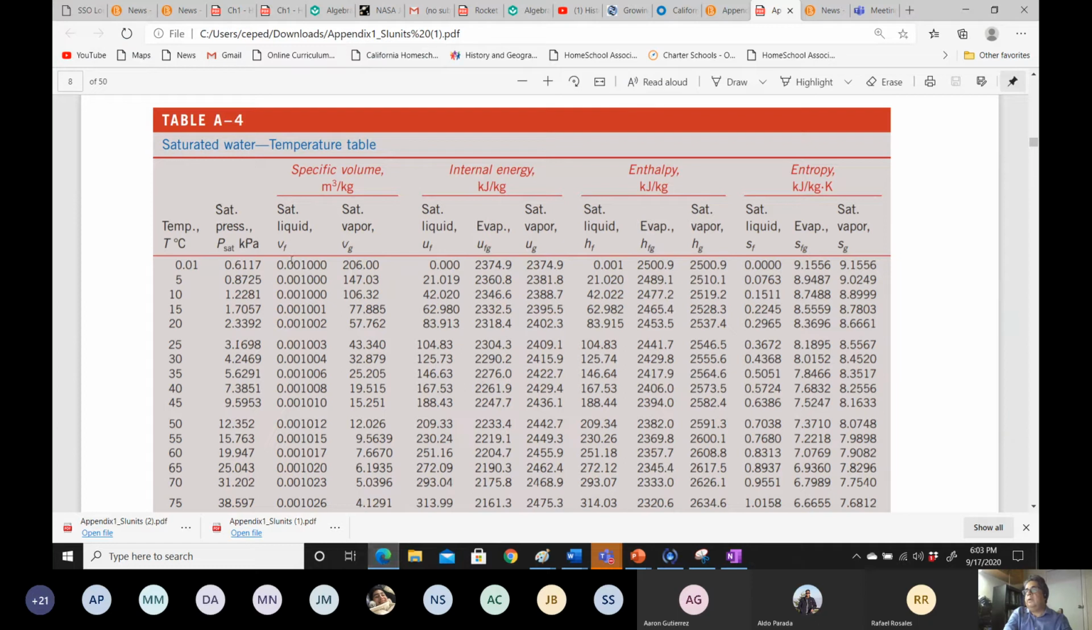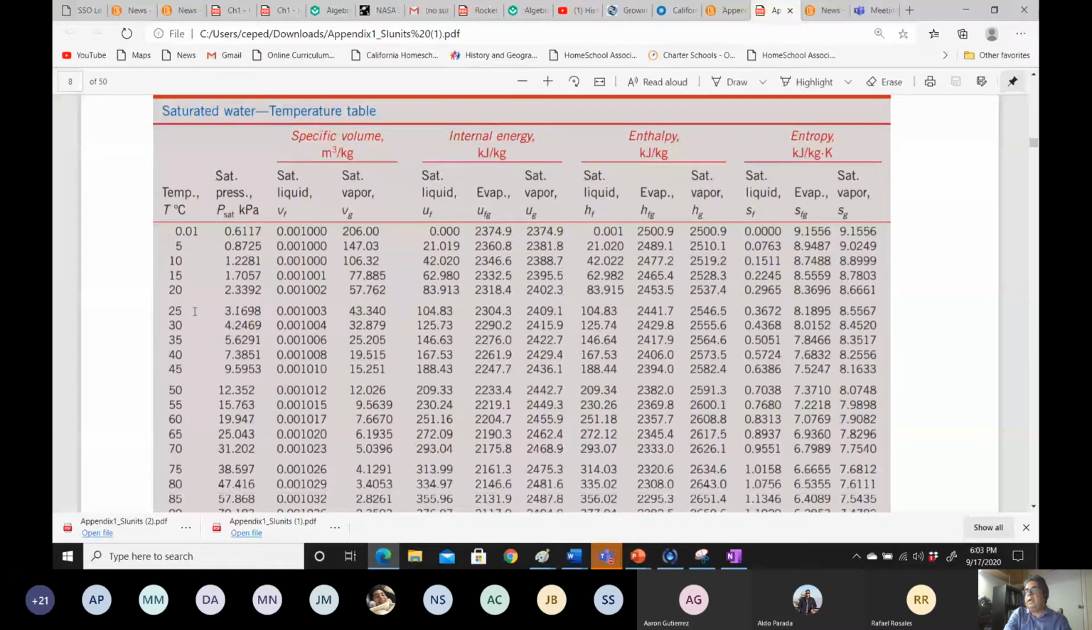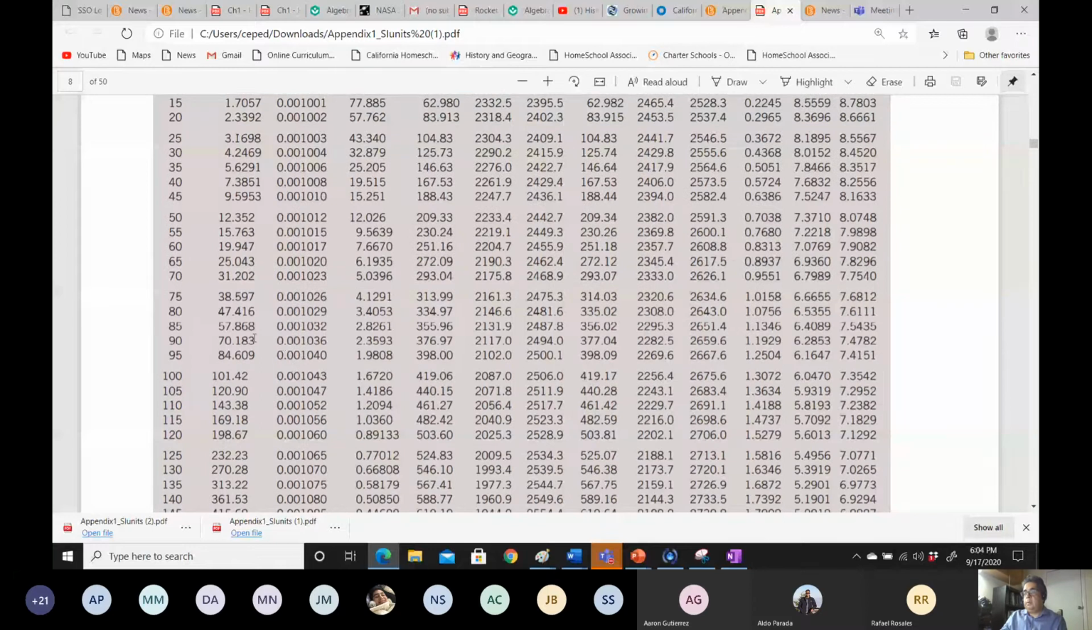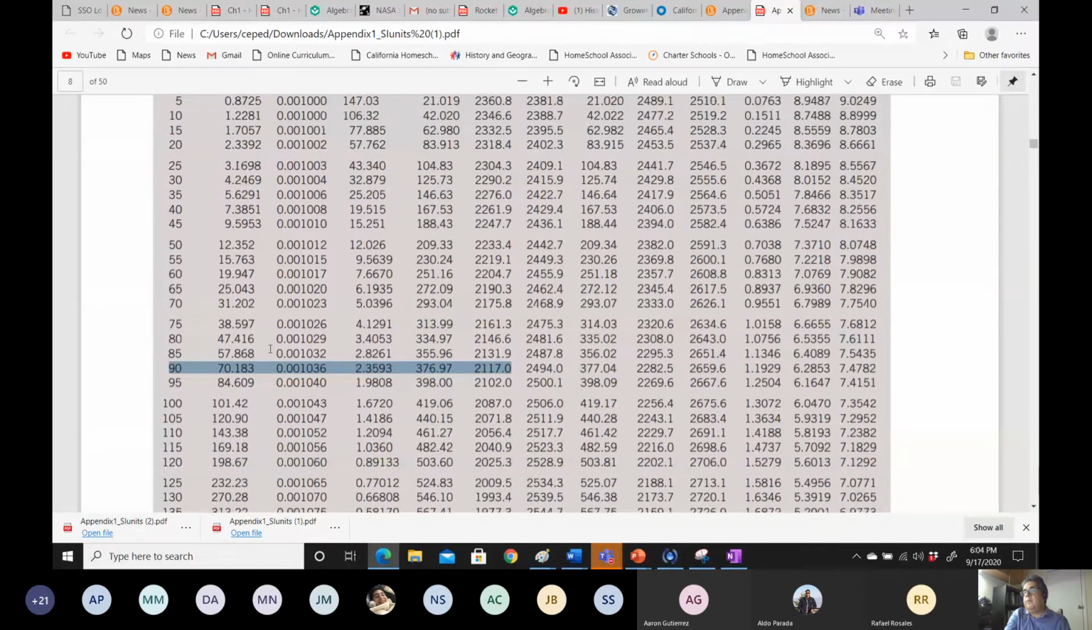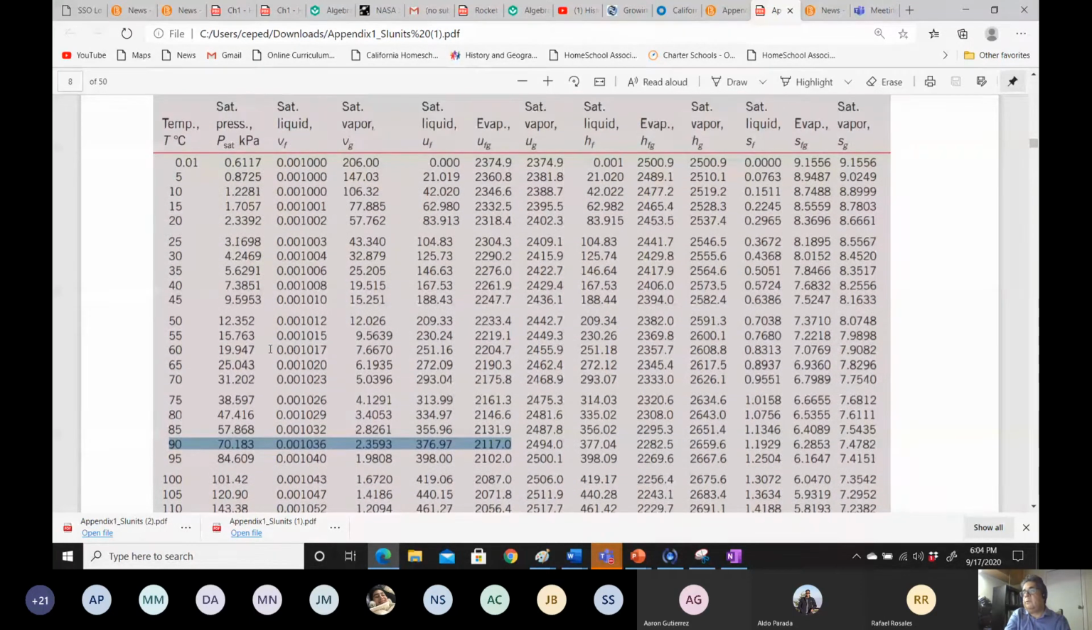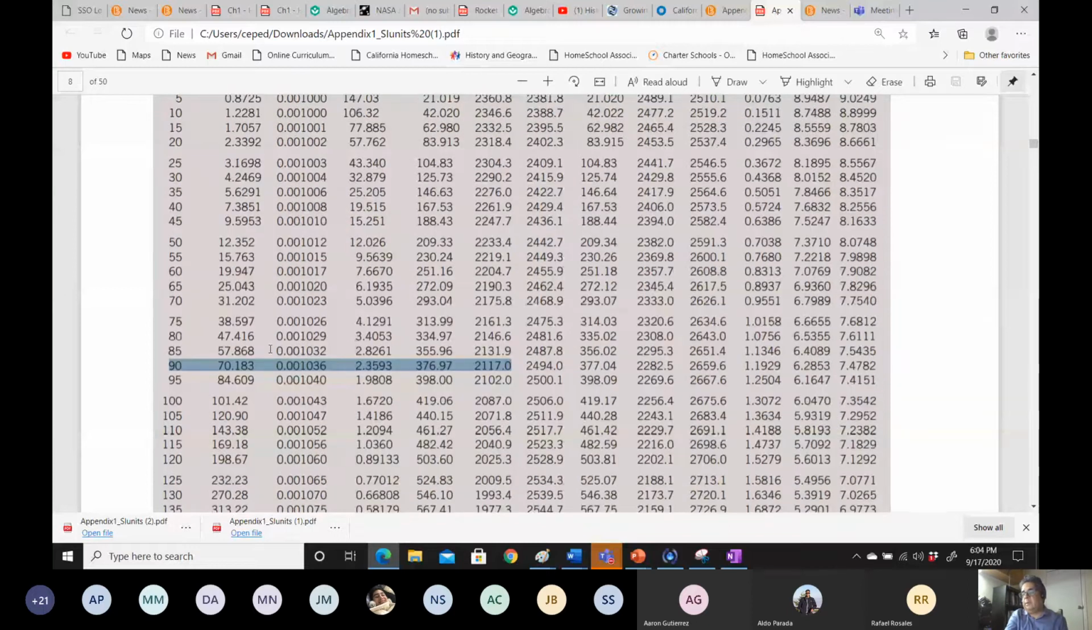Here's table A4. I'm given a temperature of 90 here, and I wonder if I can highlight this whole thing. Yeah, I could. So I've got 90, and this is what I'm interested in. The column next to the temperature is the pressure, so that is my pressure for that temperature. I got 70.183.